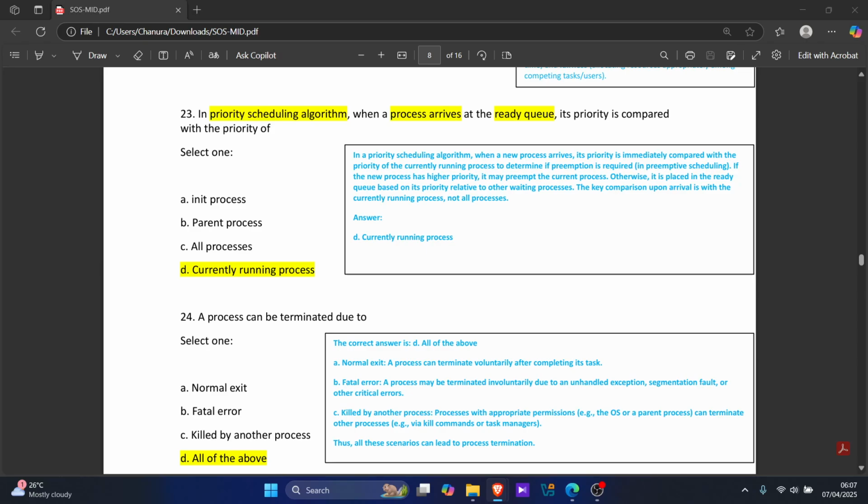Because the key point is whether the arriving process should preempt the current one. So the comparison is with the current process. The other processes in the ready queue are already ordered, so when the new process is added, it's inserted in the correct position. But the immediate check is against the current process for preemption. So the answer is D.